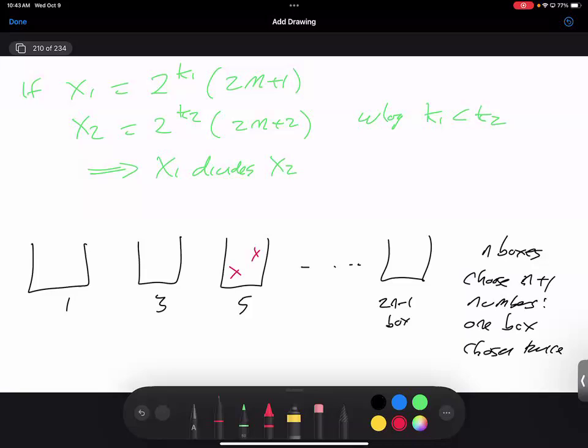So do people see how this now works? The key idea is you have to look at the boxes as coming from the odd factor of your numbers from 1 to 2n. This is what I mean by pigeonhole principle problems can be hard. You have to be able to identify what is the box.